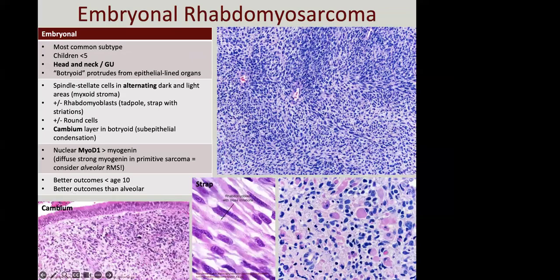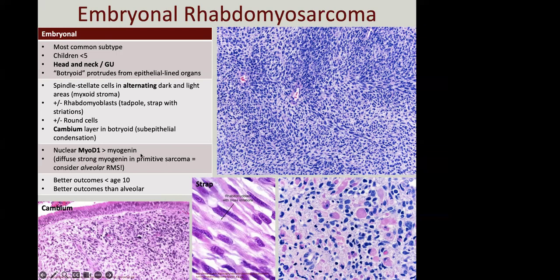All right, but we do see rhabdomyosarcomas in kids. We're generally dealing with the embryonal subtype in the head and neck and GU area. The term botryoid just means it protrudes from an epithelial-lined organ in a grape-like appearance. You can see here on the bottom left the respiratory type epithelium with the so-called cambium layer of tumor cells, meaning tumor cells condensed right underneath the surface. Conventional embryonal rhabdo has a marbled appearance with pale areas and dark areas and sweeping fascicles. If you're lucky, you may see striations or rhabdomyoblasts with pink cytoplasm.